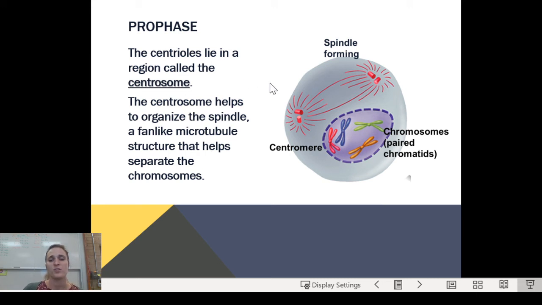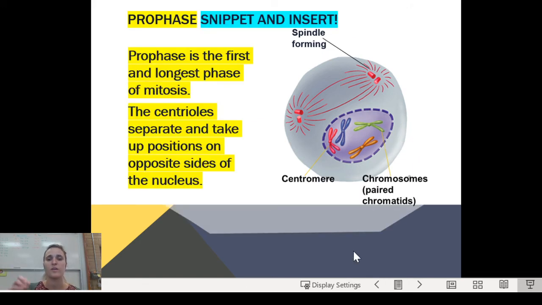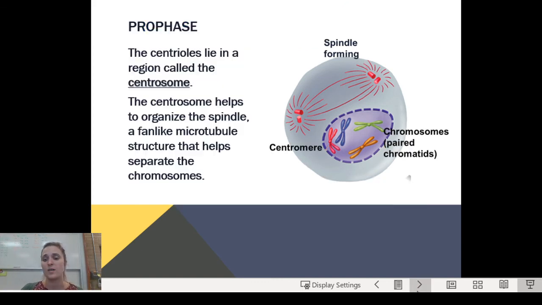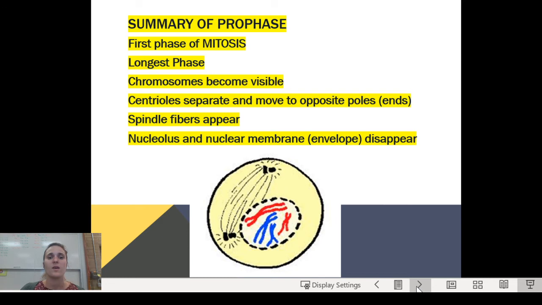Centrioles lie in a region called the centrosome. And the centrosome organizes the spindle, which you don't really need to know. Mostly you just need to know in prophase, it's the first and longest phase, and that's where the centrioles go to opposite sides of the cell, because that's what's going to pull the two cells apart. Okay, this is a summary of prophase. It's the first phase of mitosis. It's the longest. You get chromosomes there.